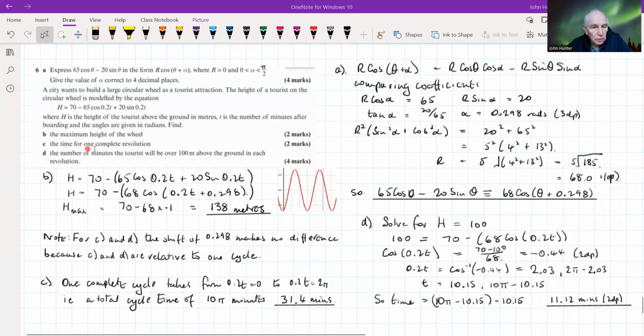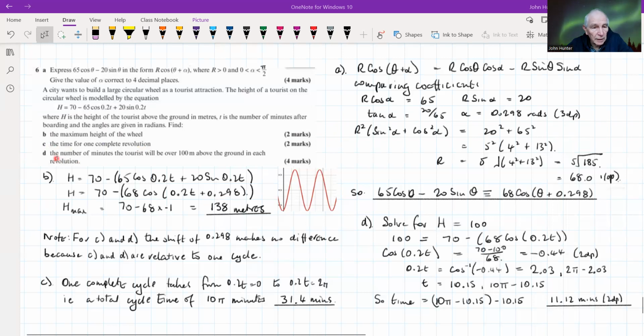The time for one complete revolution, part C. Now, the interesting thing with this question and some of these questions, they're sometimes asked in terms of absolute time. You know, at what time will the person return to Earth or whatever. This isn't written like this. This is written time for one complete revolution.